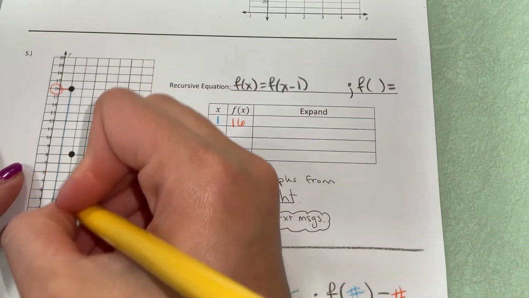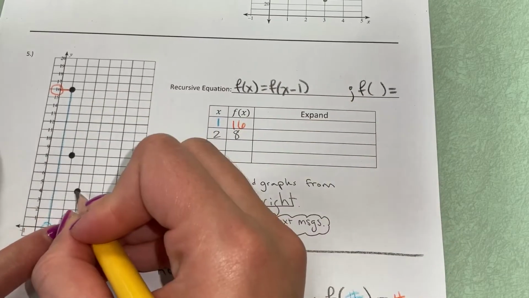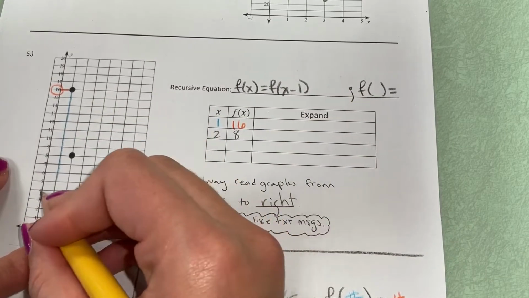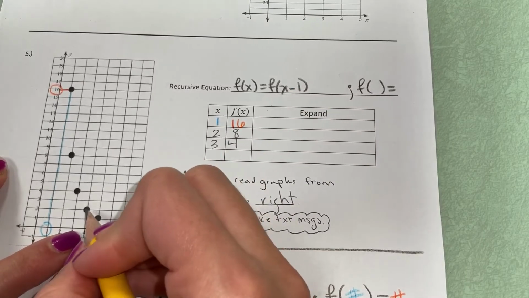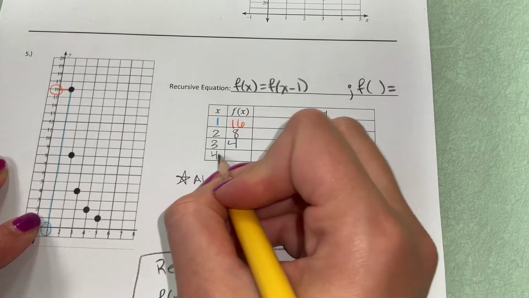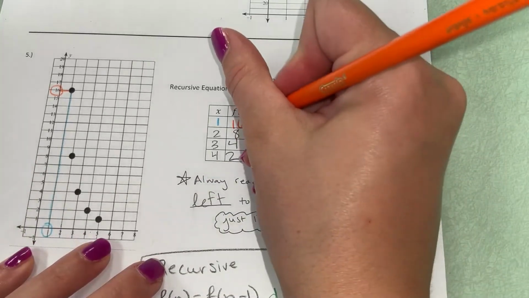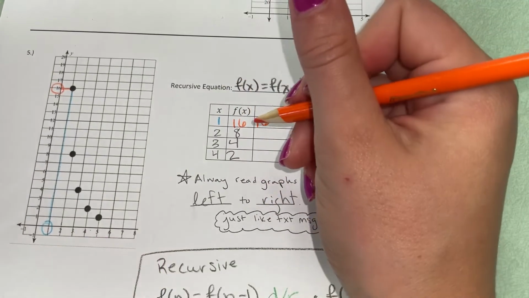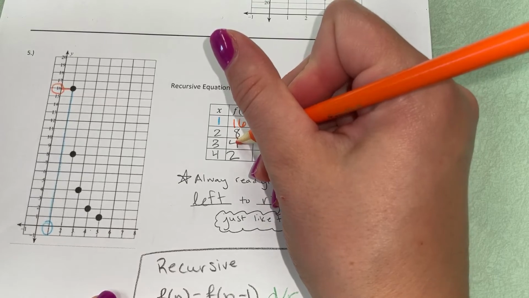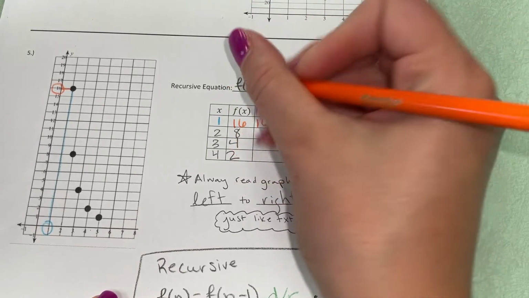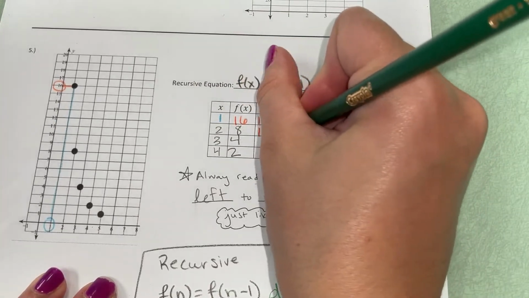My second dot starts at 2 and has a y value of 8. My next dot is at 3 with a y value of 4. And then my last one I can do is 4 with a y value of 2. Okay, so when I start writing this out, when I expand this, I always start with that 16. But how do I get from 16 to 8? That's the same as 8 to 4. That's the same as 4 to 2. I multiply by 1/2.